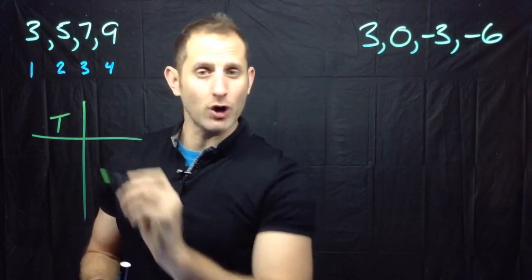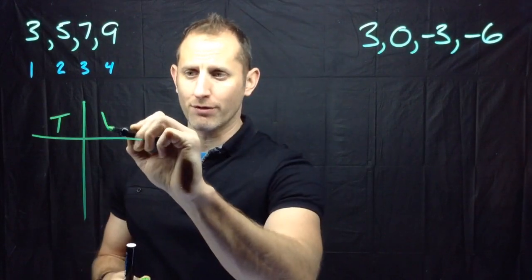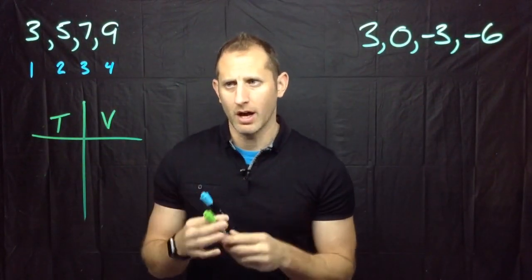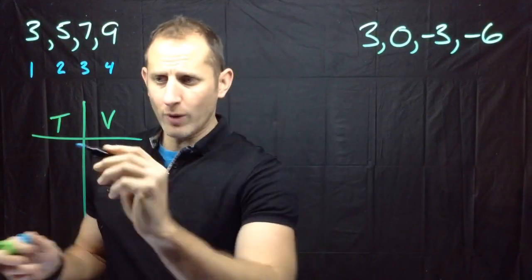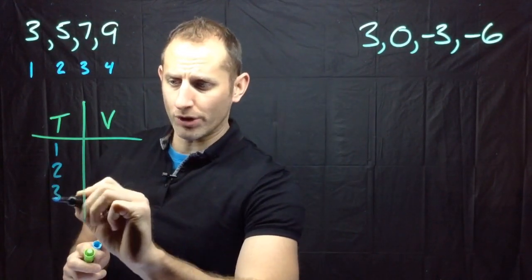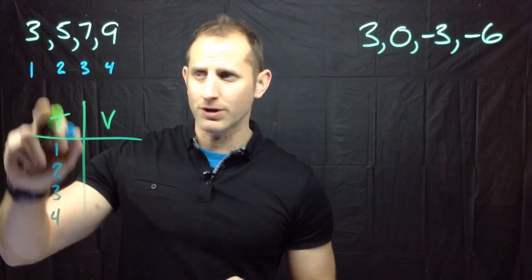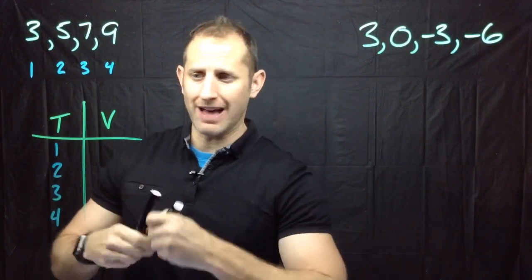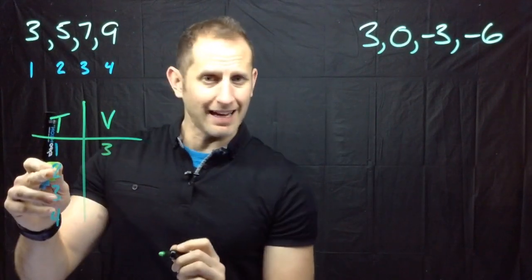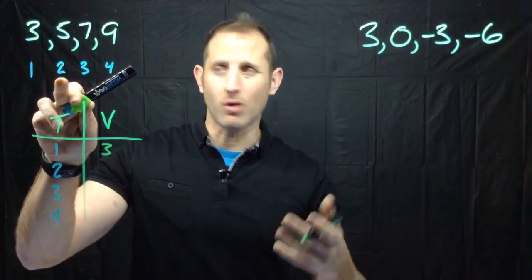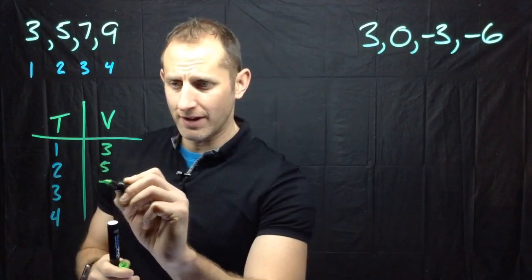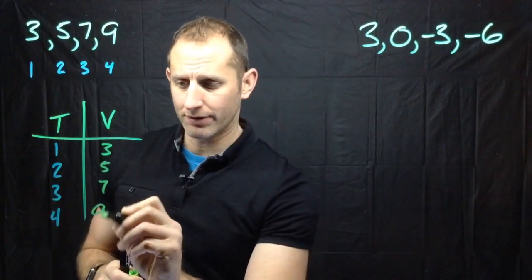So I'm going to put the term over on this side, and I'm going to put the value on this side. And I used two different colors to show this. The term numbers are always going to be in the order that the numbers appear. So my first number had a value of 3. So I'm going to switch the value over here to 3. My second number, so the second number in the sequence, had a value of 5. My third number had a value of 7, and my last number had a value of 9.